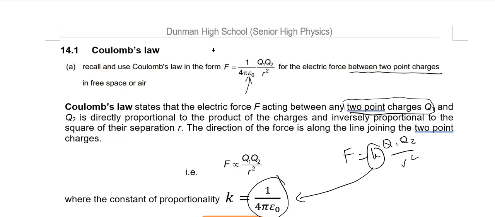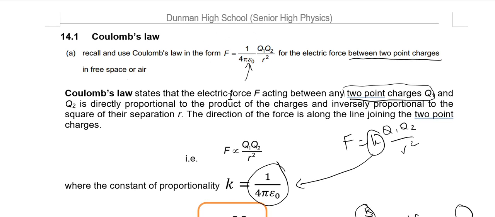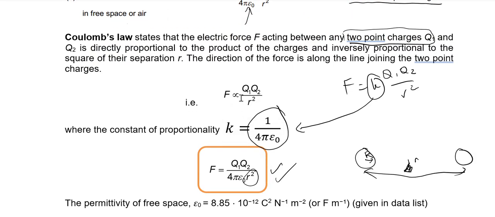And I want you to pay attention that this formula is only valid for force between 2 point charges. So this formula is a special case. Coulomb's law states that the electric force acting between 2 point charges, Q1 and Q2, is directly proportional to the product of their charges and inversely proportional to the square of the separation between the charges. The direction of the force is along the line joining the 2 point charges. So F is proportional to Q1 Q2 over r squared. That's what Coulomb's law says.